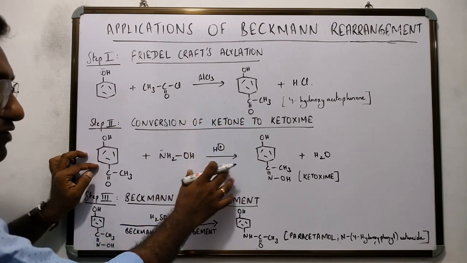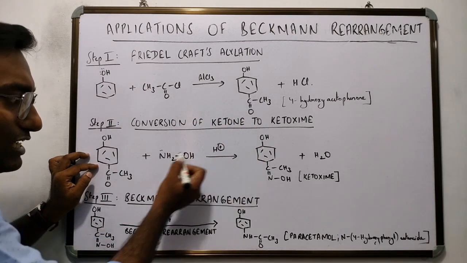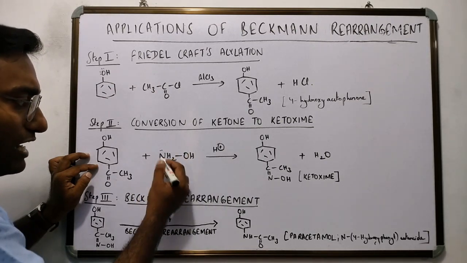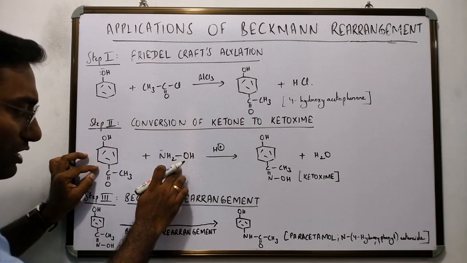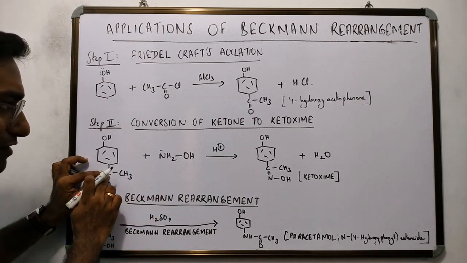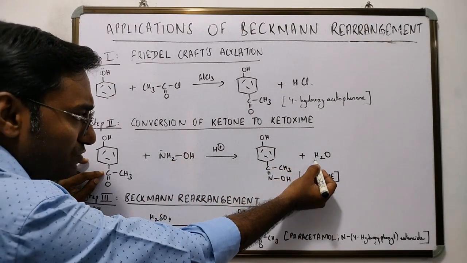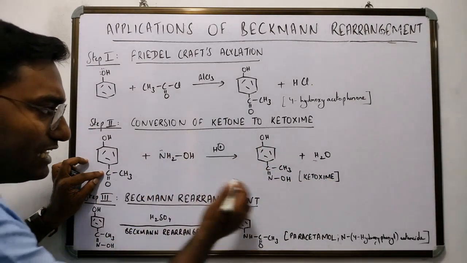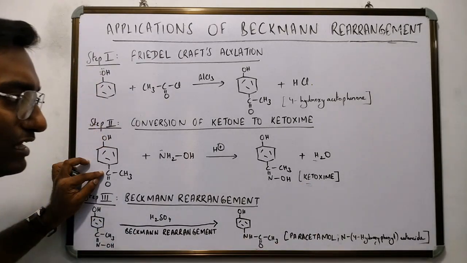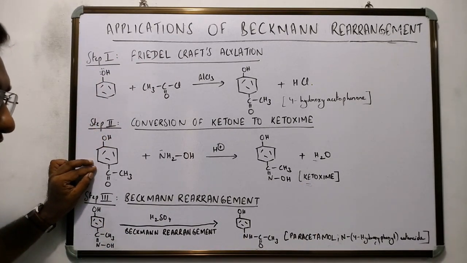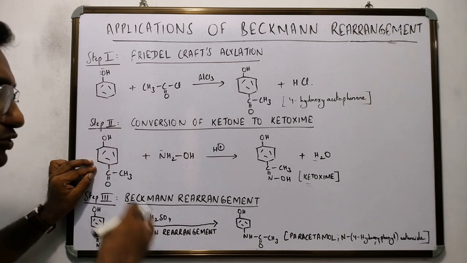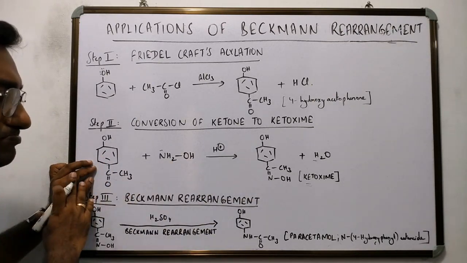This reaction involves the acid catalyzed nucleophilic addition of hydroxylamine, this is the nucleophile, to the carbonyl carbon with the elimination of a simple molecule of water. The result of this reaction is a ketoxime. The same reaction is discussed in the video titled The Synthesis of Oxime from Aldehyde and Ketone. Please do refer to it to know more about the mechanism.